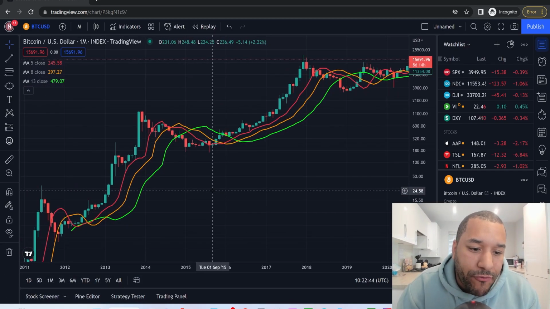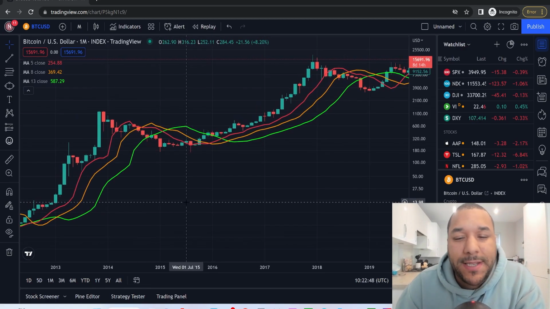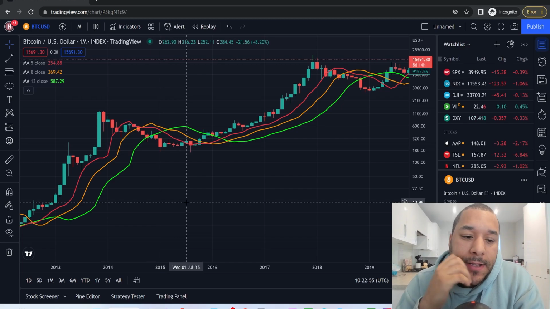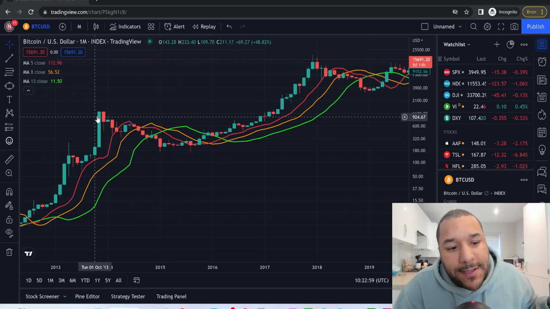Now, let's talk about the red line. The red light, or red line, for me, signals a warning sign and an opportunity sign. So what's the warning sign? We've had our massive run because the price is above all 3 lines.